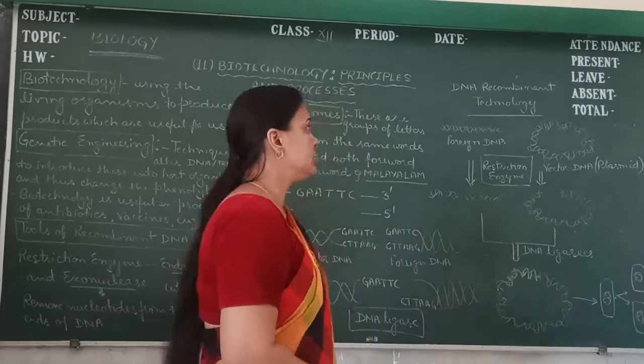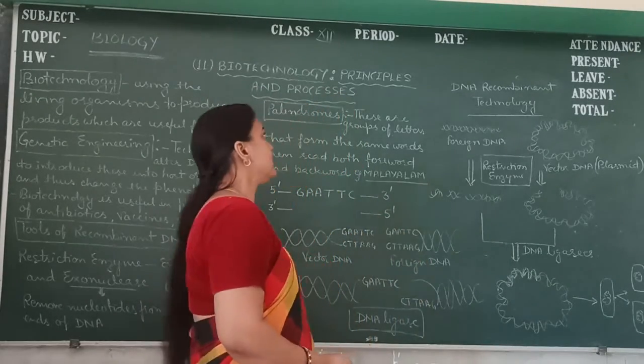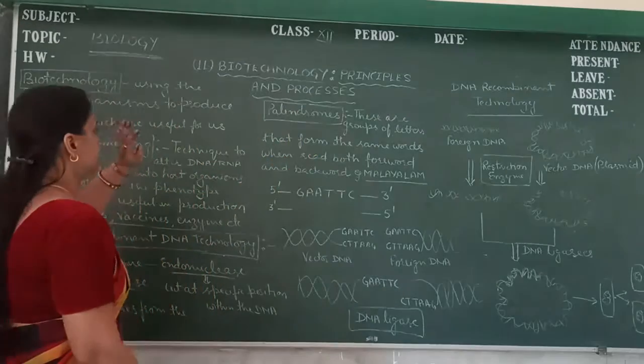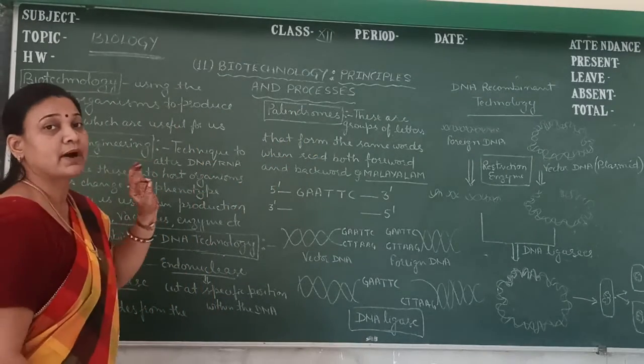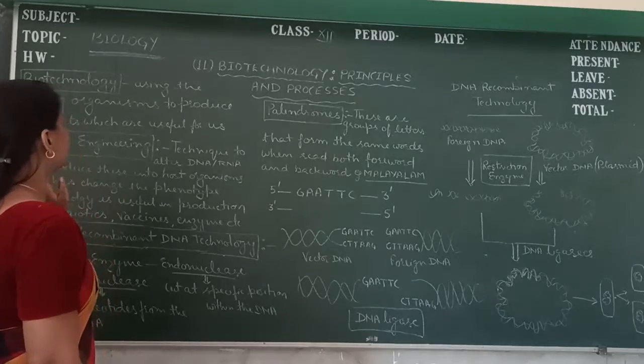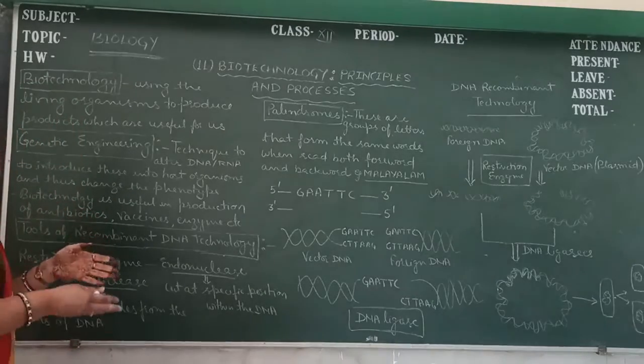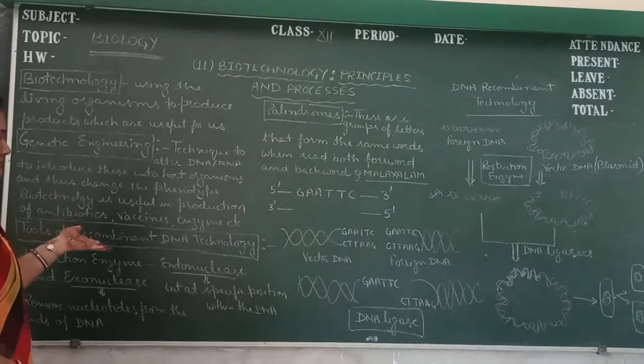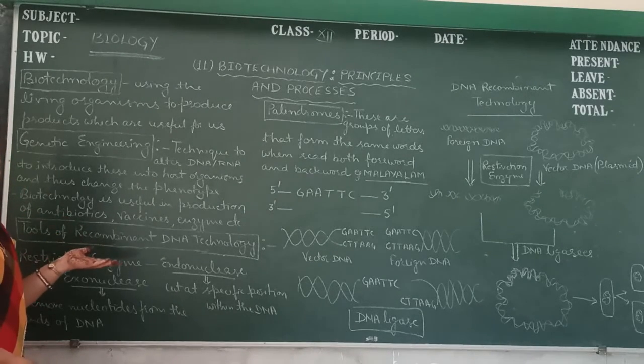For class 12, today we will start a new chapter, that is Biotechnology, Principles and Process. In this chapter, first we have to know what is biotechnology. So biotechnology is a technology using the living organism to produce which are useful for us, like enzymes, vaccine, antibiotic, etc.